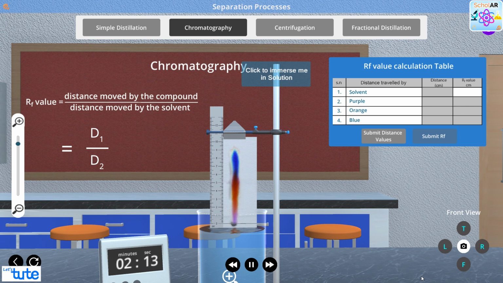Now here D1 is equal to the distance that the individual color traveled, measured from the center of the band of color to the point where the ink drop was applied, and D2 is the total distance that the solvent or the water has traveled. You can enter the values and check the RF values by yourself. Even though the black ink looks like one substance, it actually is a mixture of a lot of compounds. Well, wasn't that interesting?